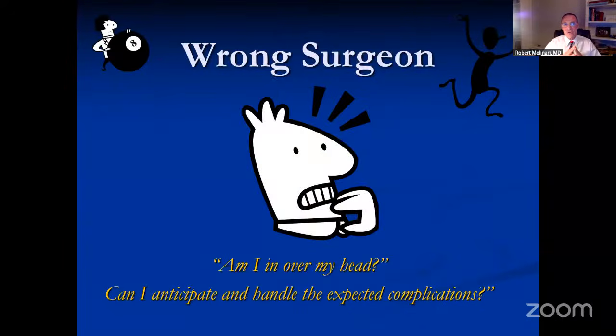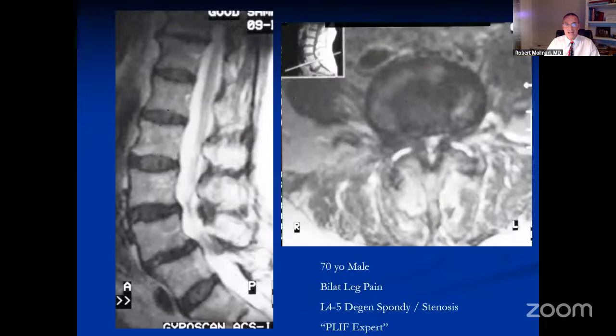The next category is being the wrong surgeon. I think we should all ask ourselves when we plan to do an operation: am I in over my head? Can I do this operation well? Am I qualified to do it? And can I anticipate and handle the expected complications? And here's an example of this category from earlier in my career.